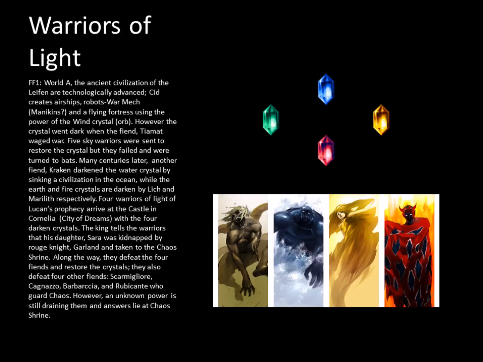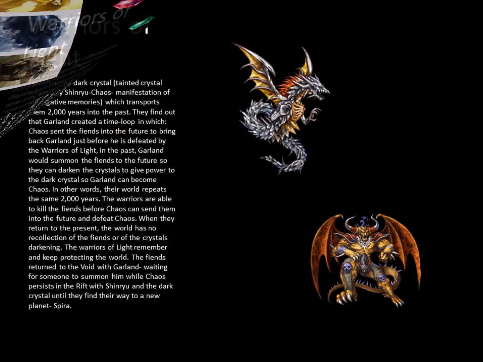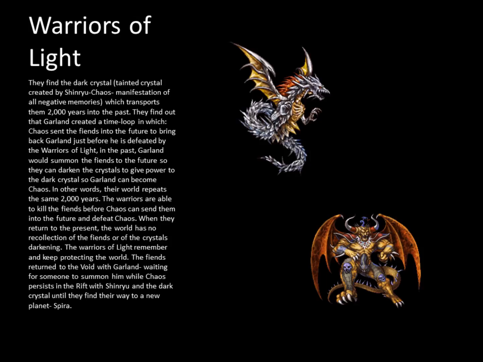taken to Chaos Shrine. Along the way, they defeat the 4 fiends and restore the crystals. They also defeat 4 other fiends, Scarmiglione, Cagnazzo, Barbariccia, and Rubicante, who guard Chaos. However, an unknown power is still draining them, and answers lie at Chaos Shrine. They find the Dark Crystal, a crystal that's tainted by Shiryu and Chaos and is a manifestation of all negative memories, which transports them 2,000 years into the past.